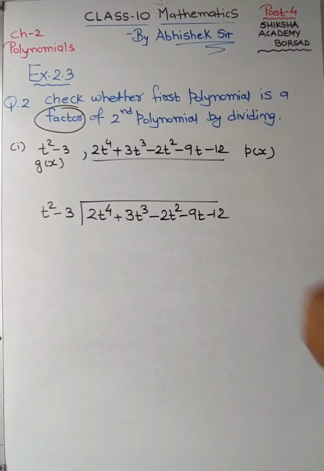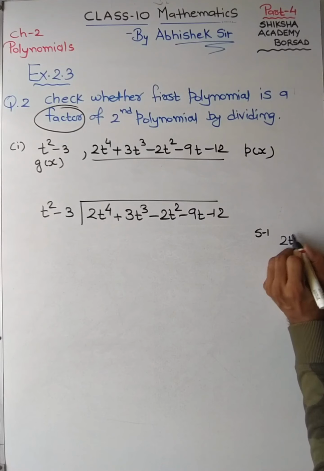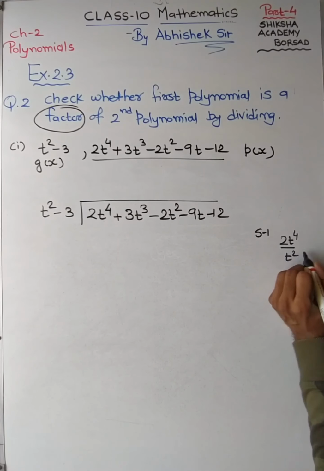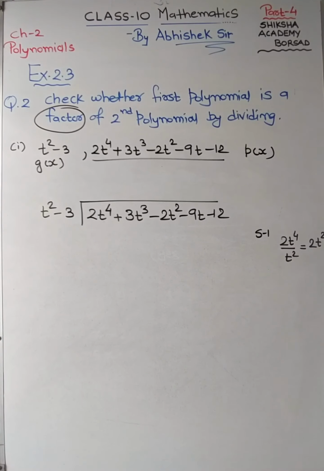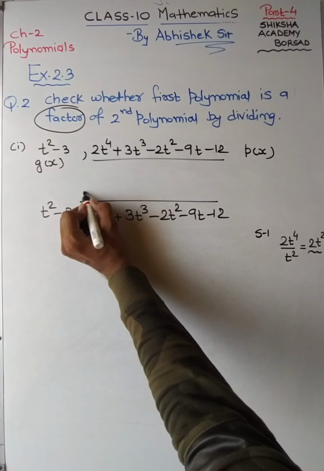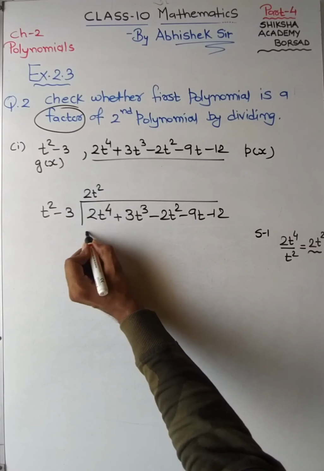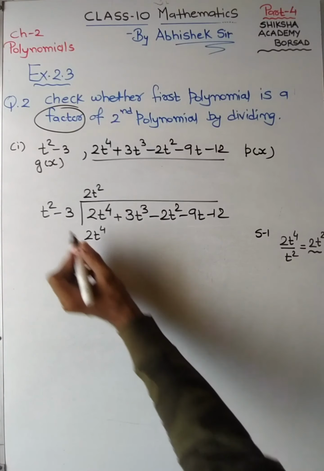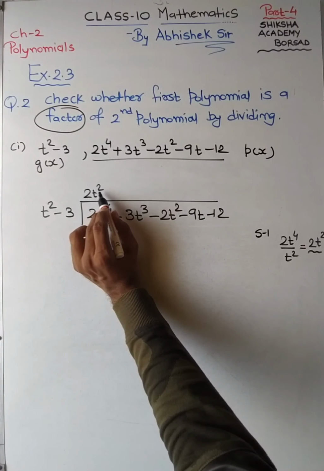Clear? Step 1 is 2t raised to 4 upon t square. So 2 will remain and t raised to 2. Is it visible properly? 2t square. So multiply it with 2t square. 2t square into t square will give 2t raised to 4. Minus 3 into 2, that is minus 6t square.